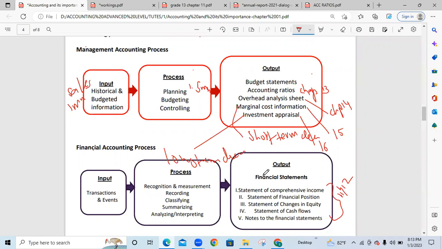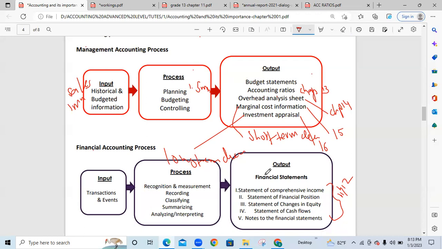Investment appraisal is where you will make long-term decisions. Are you buying this machine or not? Guys, machines are millions. Okay, so it's not something small. You use it for more than 1 year. So investment appraisal is where you will make long-term decisions.